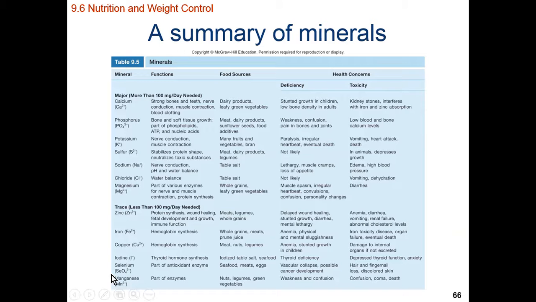Many of the major minerals of the body include calcium, phosphorus in terms of phosphate ions, potassium ions, sulfur, sodium, chlorine, and magnesium. Minor minerals include zinc, iron, copper, iodine, selenium, and manganese. One of the things that always stood out for me with selenium is that selenium not only is used to help minimize hair loss, but selenium is also an essential component of the flagella of a sperm cell. So if a male is suffering from infertility, oftentimes they'll be put on a selenium supplement.